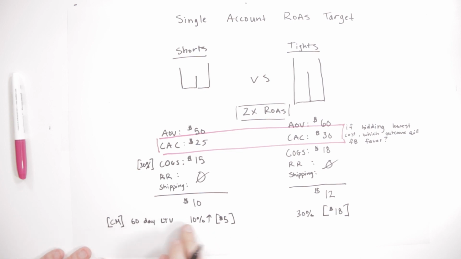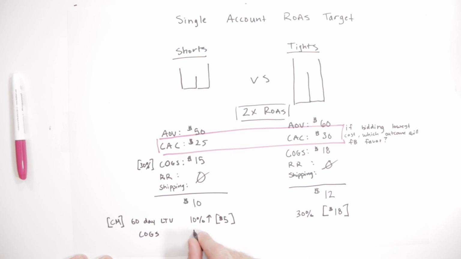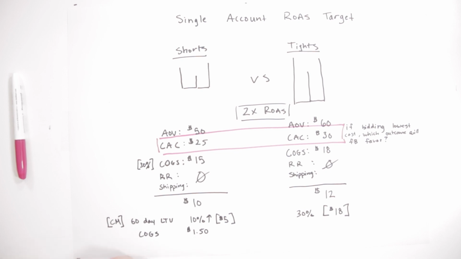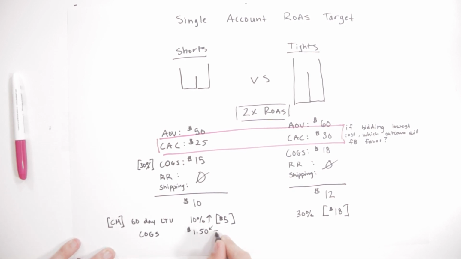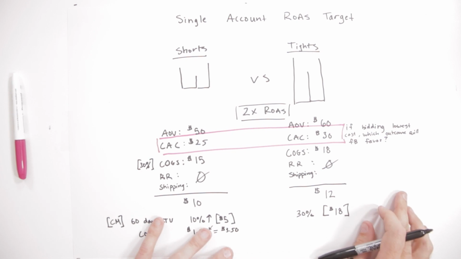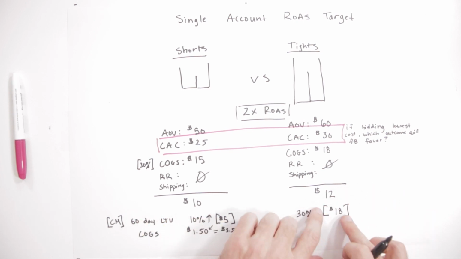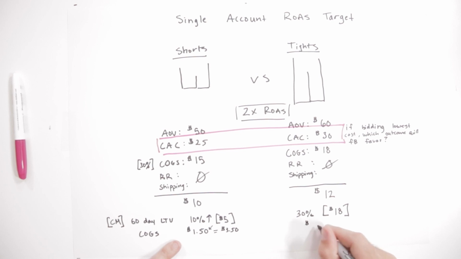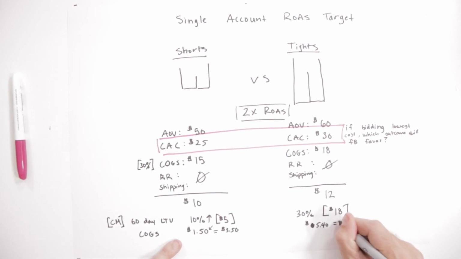Of course, that's another product purchase, so I have to subtract the COGS again. My COGS are 30%. So I'm going to take 30% off of my additional $5, that's $1.50 in COGS. So now $5 minus my $1.50 equals $3.50. Over here, 30% of 18 is $5.40. 18 minus 5.40 is going to be $12.60 in addition.